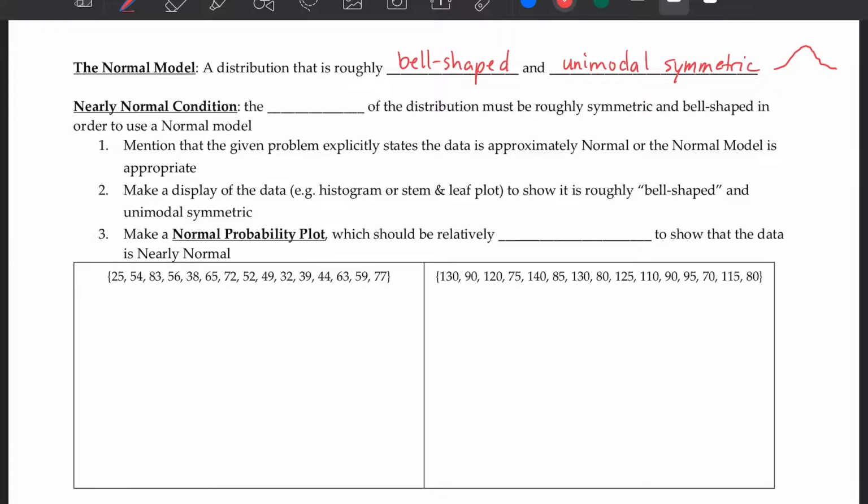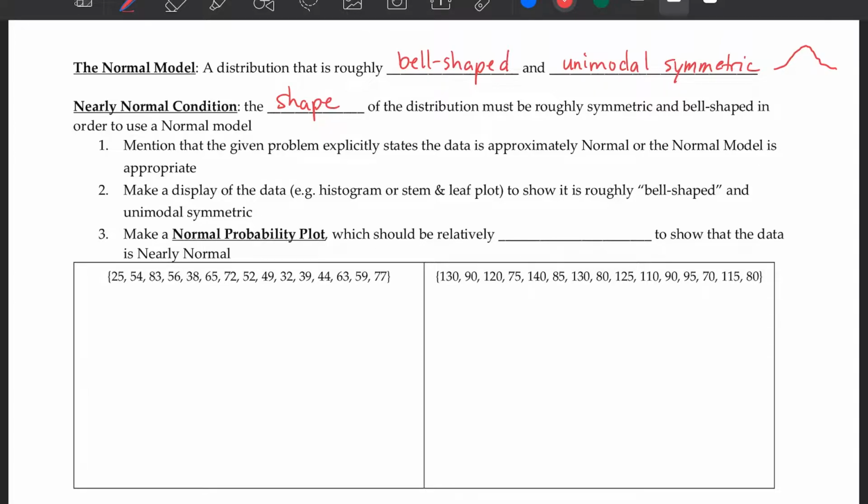Well, you can check the nearly normal condition. It's not a very clever name, but that's what they've decided. In other words, what you're checking is that the shape of whatever distribution you're dealing with is roughly symmetric, roughly bell-shaped, unimodal, so that way you know it's okay to use a normal model moving forward. And the importance of the normal model comes up on the backside of this page.